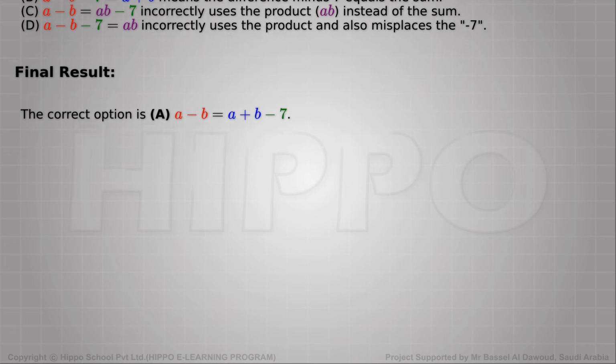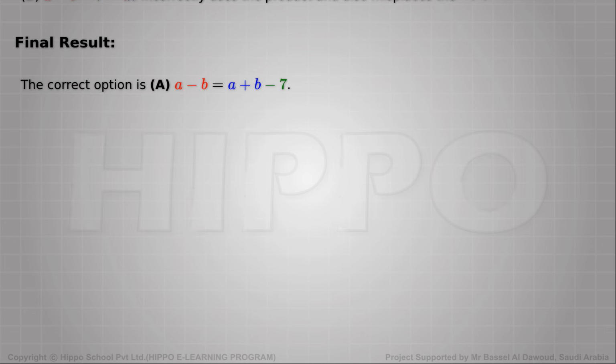So to wrap it all up, the final answer is A. By carefully breaking the sentence down, translating each part, difference, is, sum, and the tricky less than, we were able to build the correct equation. Great job, everyone! Remember this strategy for any word problem you encounter.